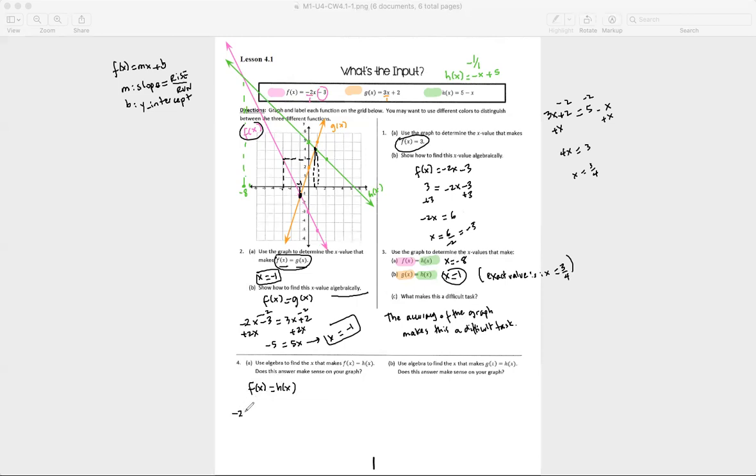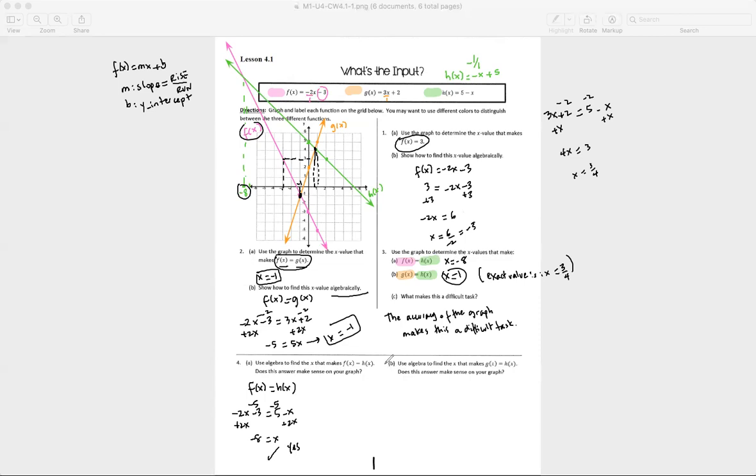So we're going to set them algebraically equal to each other. f of x is -2x minus 3, and we want that to be equal to 5 minus x. Now you can add 2x to both sides, which means the x's will be on the right, and subtract 5 from each side. So you get -8 equals x. So f of x and h of x are equal when x is equal to -8. That checked. This makes sense on the graph.